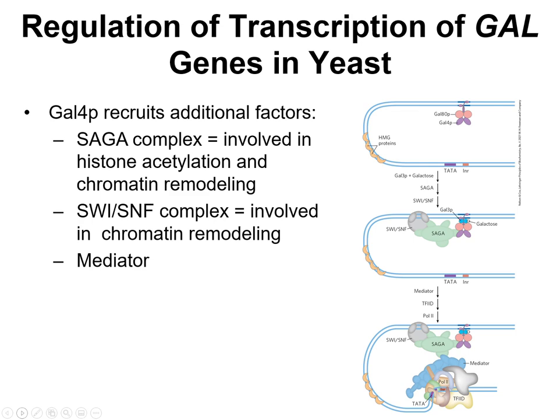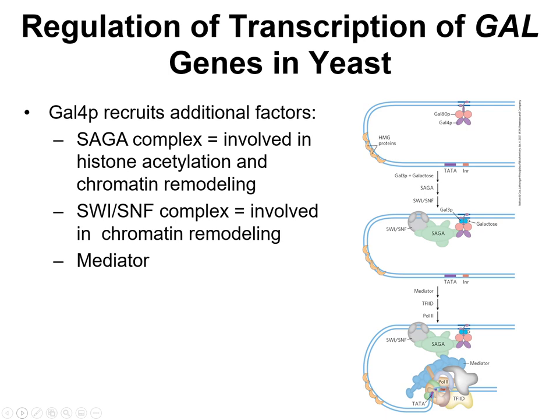We're going to recruit additional things like the Saga complex, which is a remodeling complex in yeast, and SWI/SNF complex, again, more remodeling. And we're also going to bring mediator along for the ride. Once you bring mediator in, you know what happens. You're going to recruit all of those other proteins, the transcription factors, and pol 2, and you're going to initiate transcription.